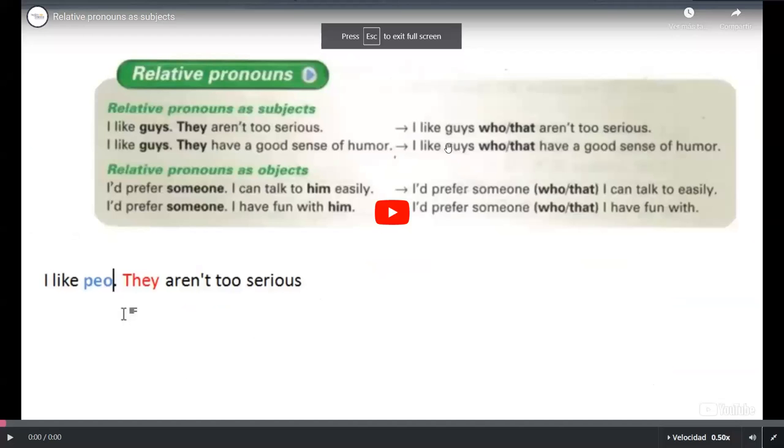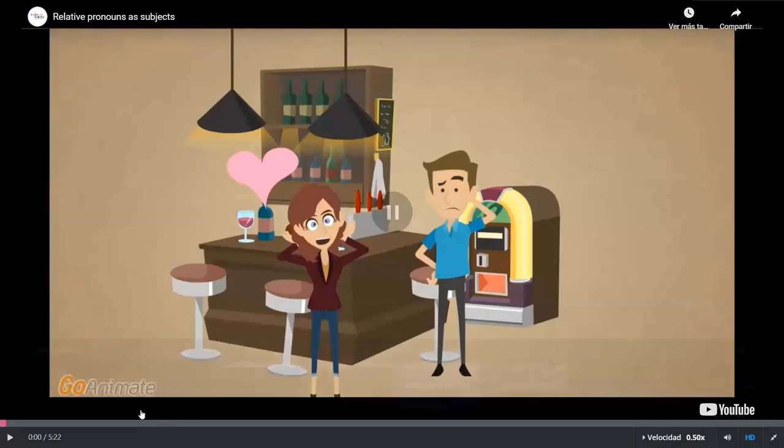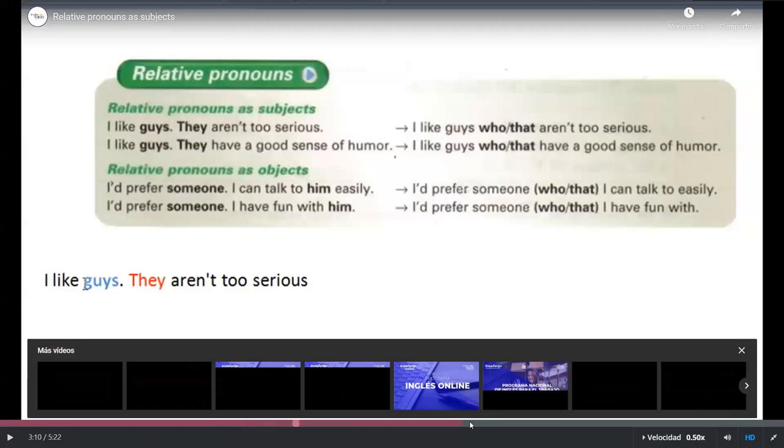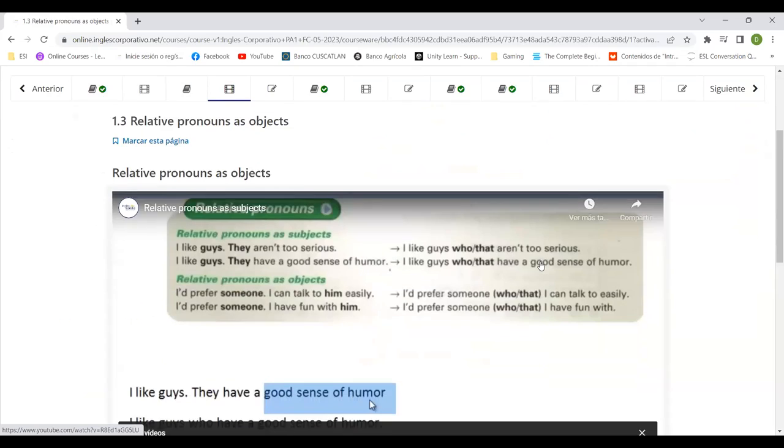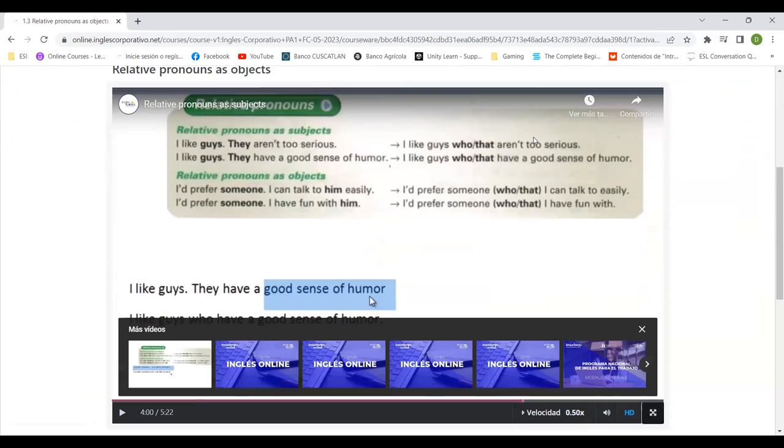So same thing, right? So I like guys who, that aren't too serious, right? This is, hold on, let me play it here. All right, let's go over here, right? So we're saying that we can use relative pronouns as subjects because we can change the order, right? So you can say, for example, I like guys that aren't too serious, right? That, or who aren't too serious, right?